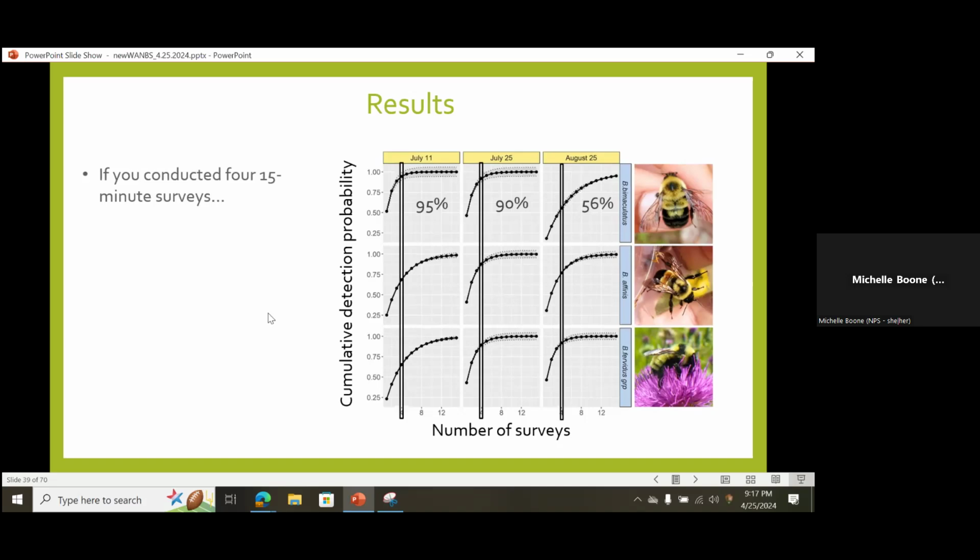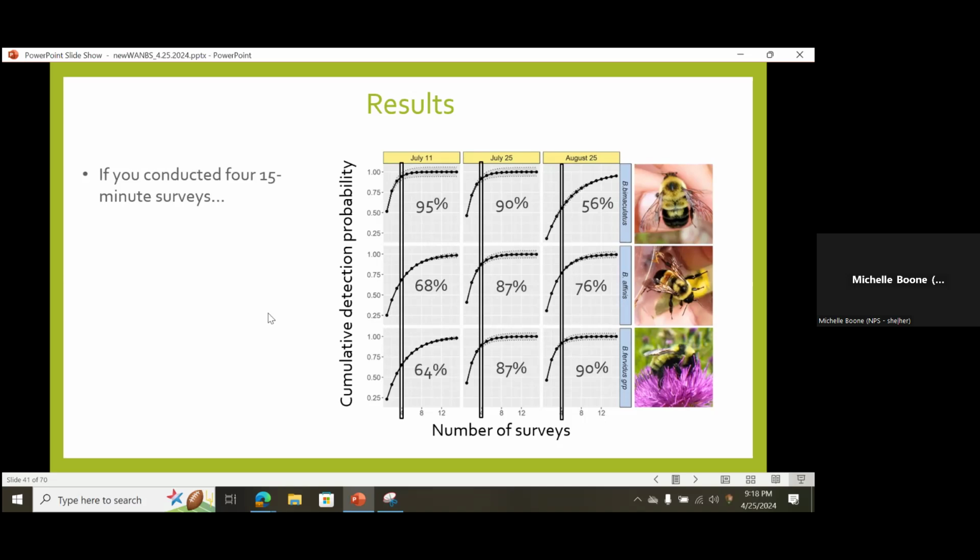Earlier on in the season, early July, you have a really good chance of detecting Bombus bimaculatus, but by August, that's tapered off significantly. You're much less likely to find that species, and of course, that's related to its phenology. But Bombus affinis, our target species, shows a different pattern where it's a little bit lower at the beginning of the season, it peaks in the middle, and then it starts to taper off slightly. Then we saw a different pattern with Bombus fervidus, where detectability was pretty low at the beginning of the season, but it just kept increasing until the end of the season.